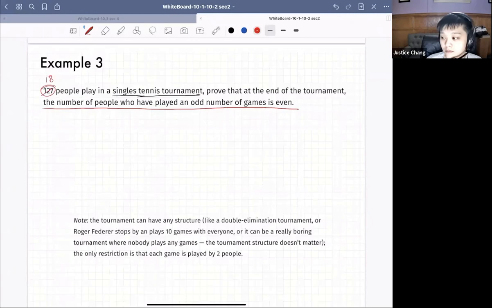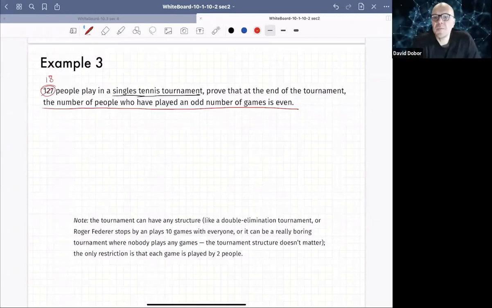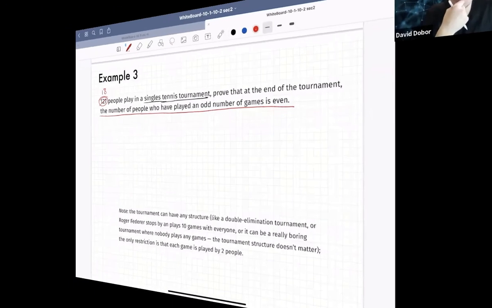But is it clear what we're trying to prove? Yeah, it's clear. The number of those people who played an odd number of games, like Alice, Carol, and Zelda, it cannot be that it's just Alice, Carol, and Zelda. There must be somebody else at least, so that the total number of those people who played an odd number of games each, that number must be even. Make sense to everybody?